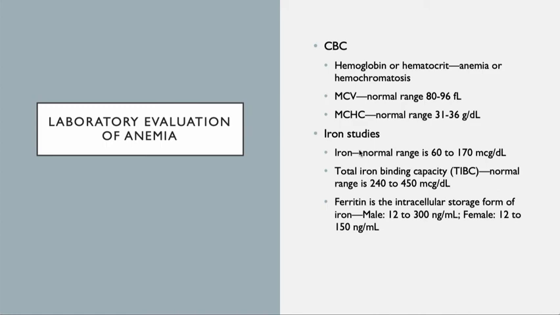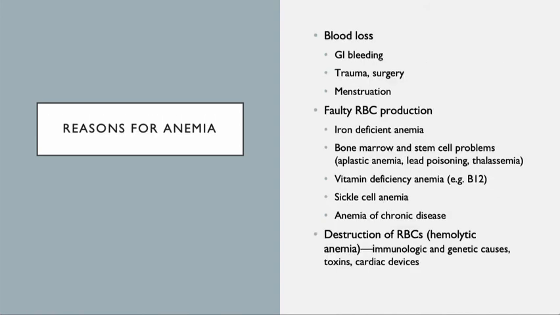We can also do iron studies. We can measure the direct amount of iron in the blood, and then we can measure the total iron binding capacity, or TIBC, and we can measure the ferritin levels as well as transferrin and some other things. But these are the major ones that we look at.